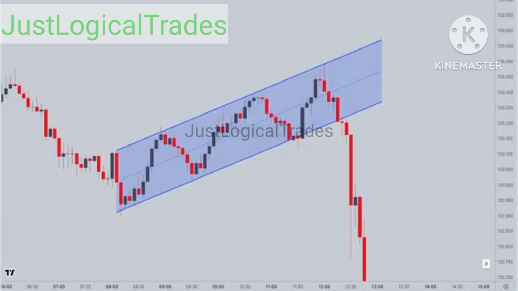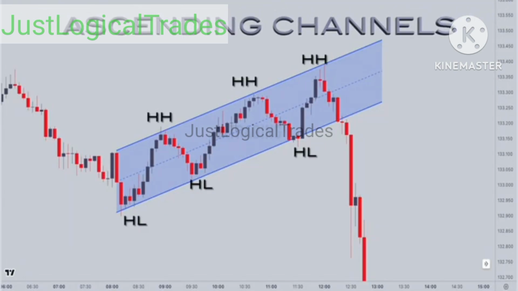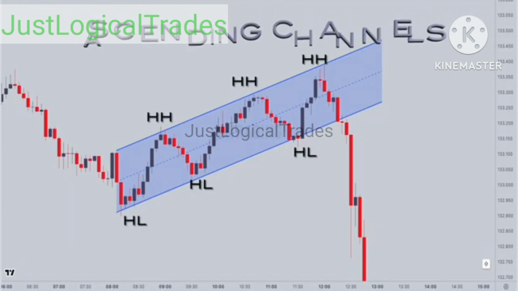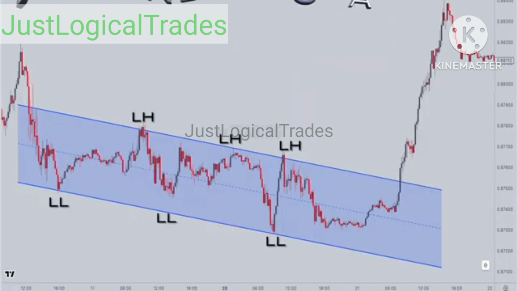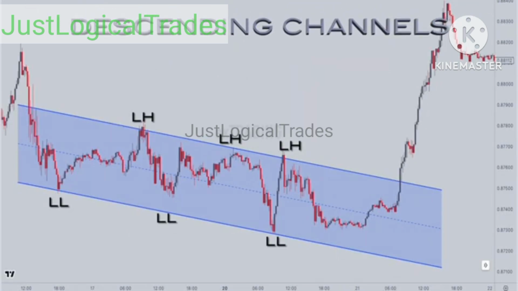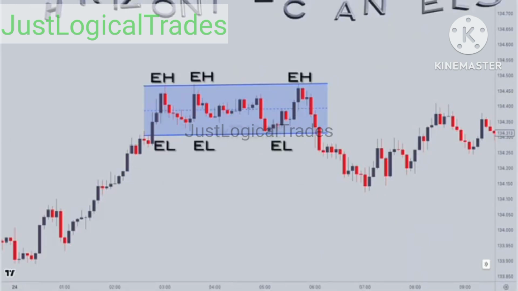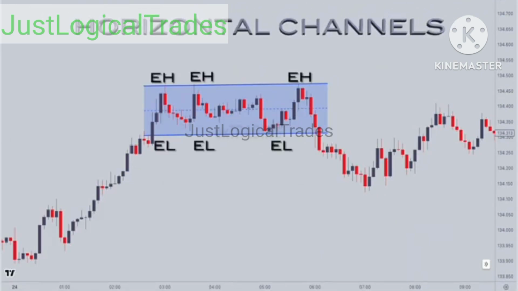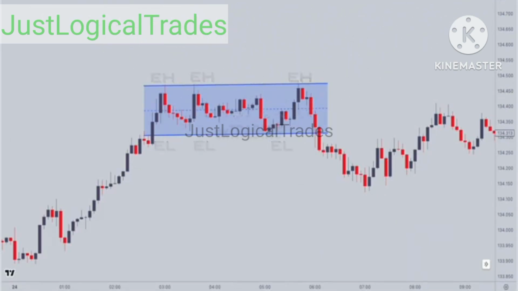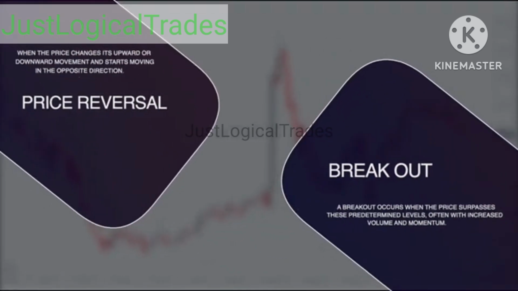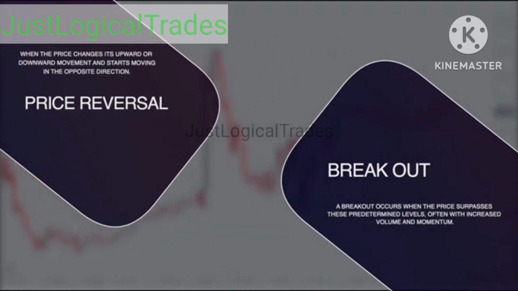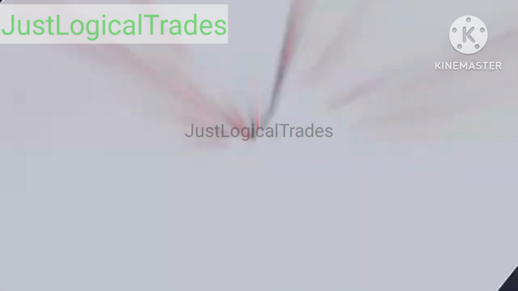Types of channels. There are three types of channels. Channels that are angled up, making higher highs and higher lows, are called ascending channels. Channels that are angled down, making lower highs and lower lows, are descending channels. Channels in which the trend lines are horizontal, making equal highs and equal lows, are called horizontal channels. There are two ways you can trade these channels, using price reversal and using breakout. But first, let's see how to properly draw a channel and the main difference among these channels.